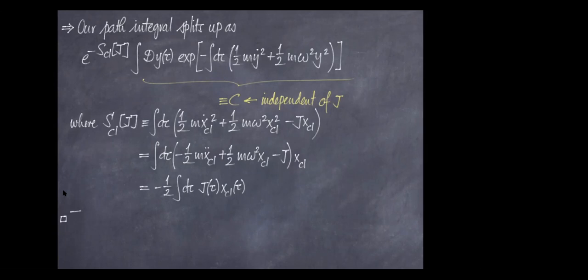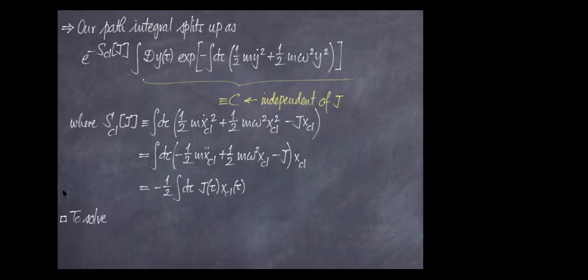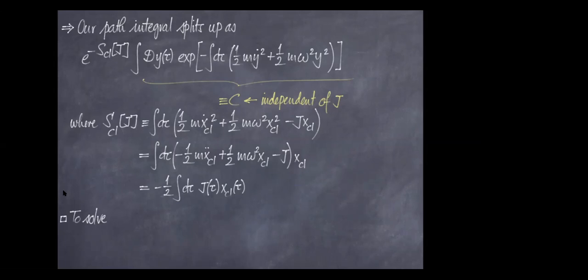Sorry, I didn't get this last step. You have written minus half integral d tau j tau x classical of tau. So how did we get it from the previous step?